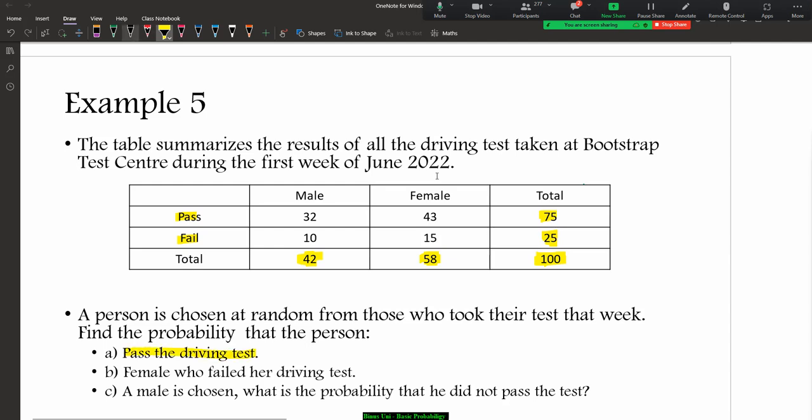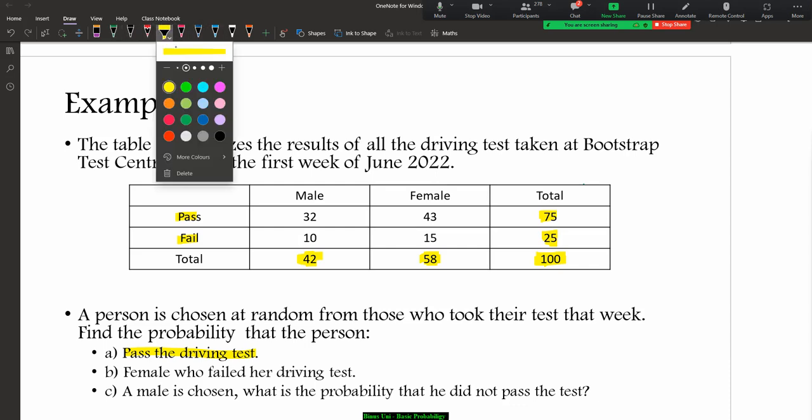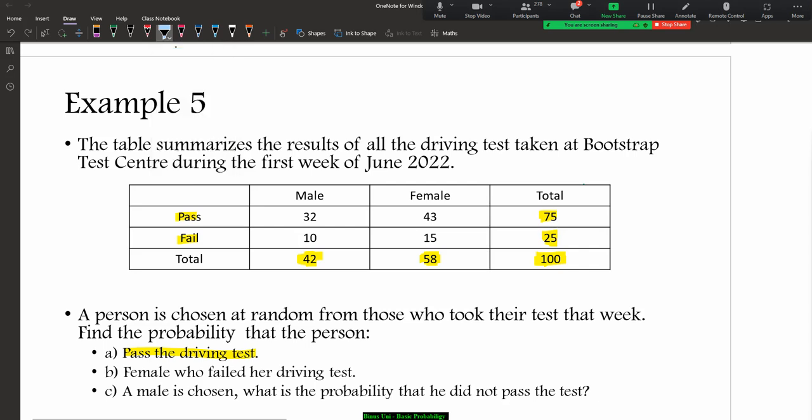So probability of passing the driving test. Let's say I change the color. Alright, so pass the driving test. The total is 75. This is the total, 75. So probability of pass should be equal to 75 divided by the total number of outcomes, which is 100. So equal to 0.75. Okay, very simple, right?